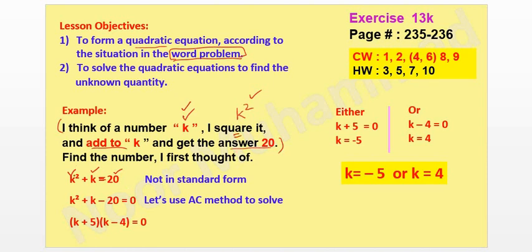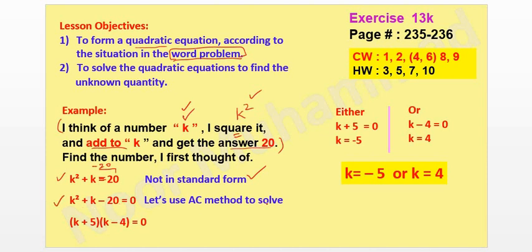Okay, but when I look at this one, it's not in the standard form. So my next step will be to change this quadratic equation that I got according to the situation into standard form. To get it into standard form, you will move this 20 to this side. It will change into negative 20. So this will be the standard form of the quadratic equation.